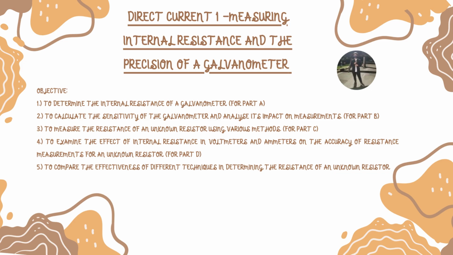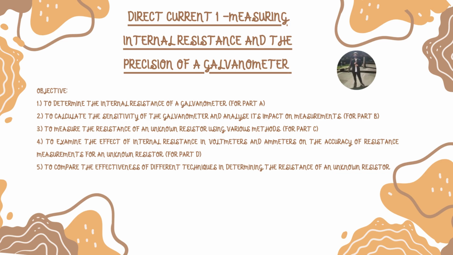The third experiment I conducted is titled Direct Current 1, Measuring Internal Resistance and the Precision of a Galvanometer. The objectives of this experiment are comprehensive and aim to deepen the understanding of various aspects related to galvanometers and resistance measurements. The first objective is to determine the internal resistance of a galvanometer, which is covered in Part A, and its impact on measurements, as detailed in Part B.